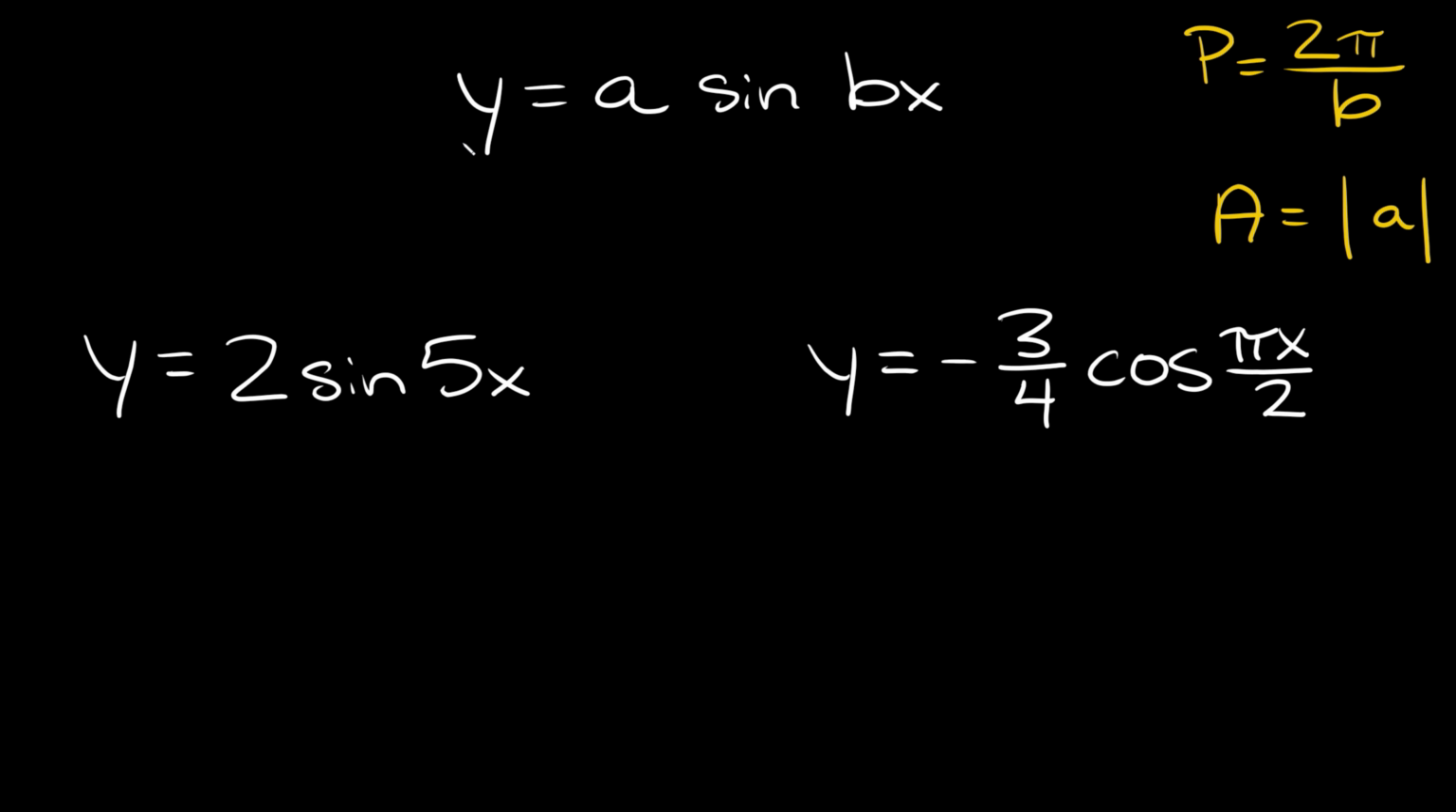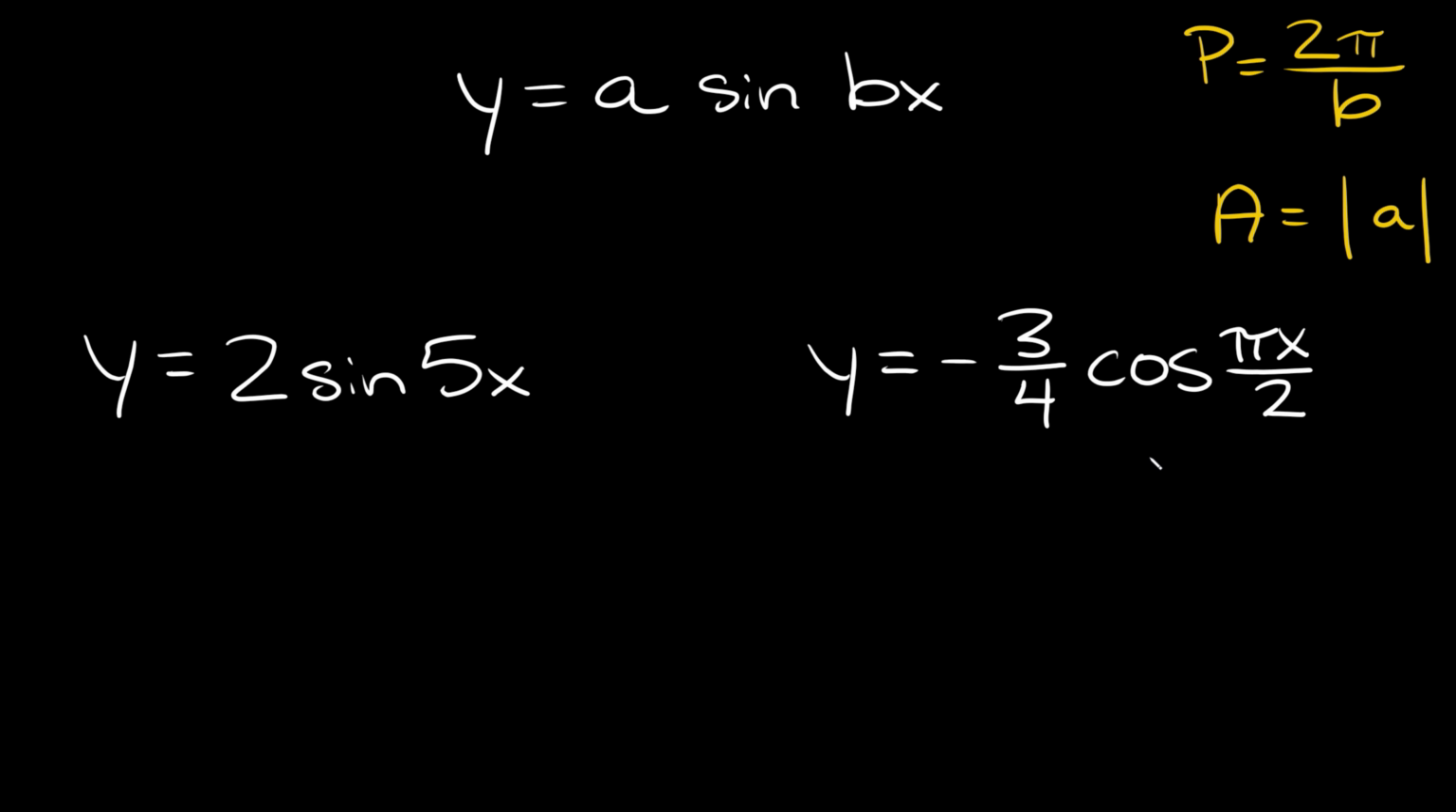So in this video, I'm going to teach you how to find the period and amplitude of sine and cosine functions. All right, so if you're given a function that is in this form right here, y is equal to some number times the sine or cosine of some number times x, then it's fairly straightforward how you find the period and the amplitude, all right? So first of all, the period is going to be equal to this little formula right here, 2 pi over b. And the amplitude is going to be equal to the absolute value of a.